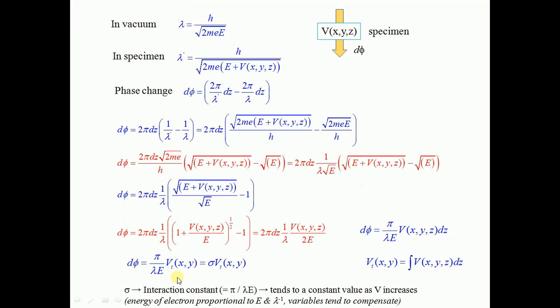Now, how did I get dφ equal to σVt? Lambda is equal to h upon 2π m e v. So for E, I need to consider the potential of the sample, so there is a correction in E. When we are in vacuum, lambda is the wavelength of the electron. But when the electron passes through the specimen, its wavelength is modified, and this modification is accounted for by the potential. This change in wavelength is accounted for as a change in phase, 2π by λ dz. If we put these two together and simplify, we get σVt, and you can see the details in this book.